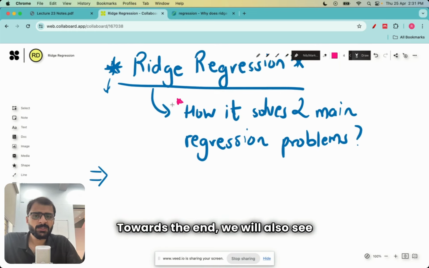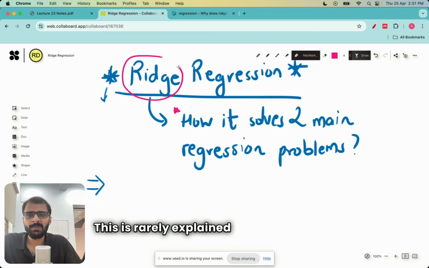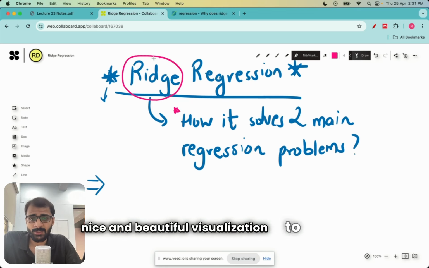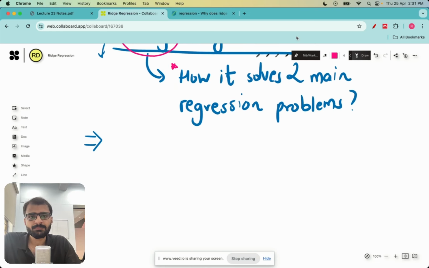Towards the end, we will also see why it is called ridge regression. This is rarely explained in many courses, but in fact, there is a very nice and beautiful visualization to this name. And there is a very strong reason as to why this name exists in the first place. So we'll also take a look at that towards the end.